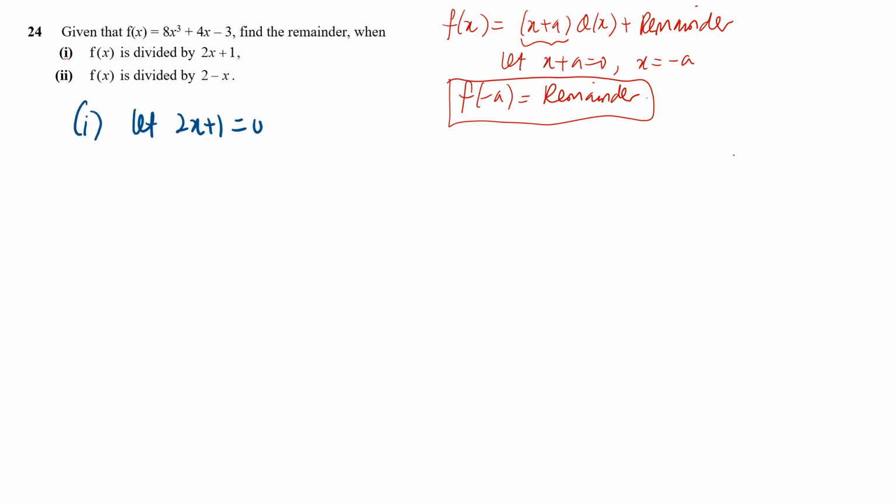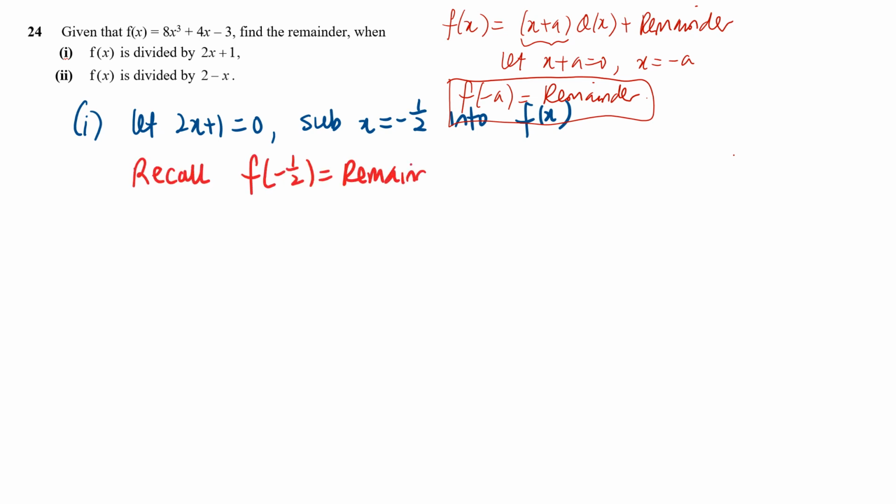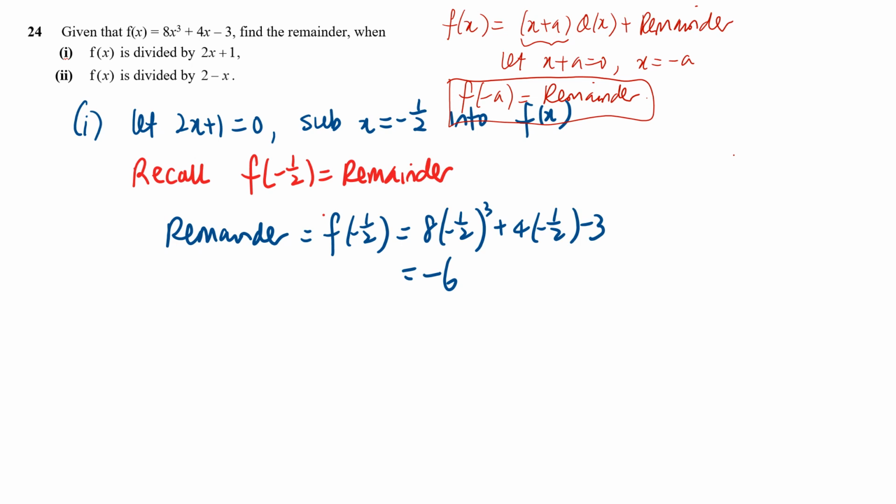So for part 1, the divisor is 2x plus 1, let it equal 0. That means you substitute x to be negative half, so f of negative half will give you the remainder. Okay, this one you can just simply use a calculator. Please don't go and stress yourself doing it mentally during the exam for difficult numbers.